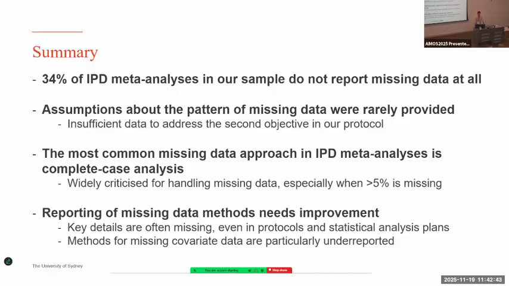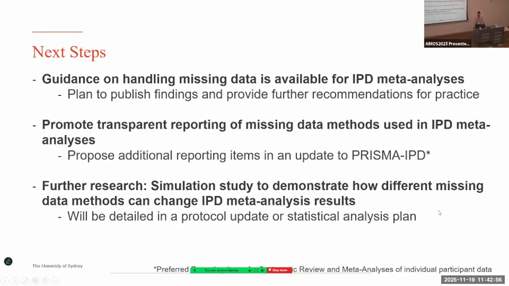There were a lot of key details that were missing during the data extraction, even when we were checking protocols and statistical analysis plans. And the methods for missing covariate data were particularly underreported. So the next step is to try and improve how IPD meta-analyses are reporting and practicing how to deal with missing data in general. There is already some guidance on how to handle missing data in IPD meta-analyses, but there clearly needs to be some further guidance developed. So here we plan to publish our findings from this presentation and provide further recommendations for practice.